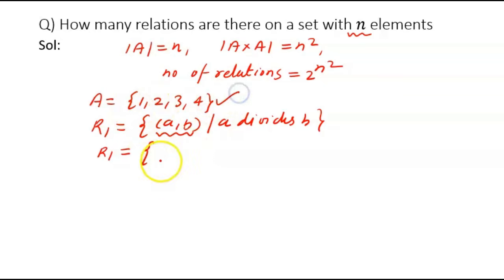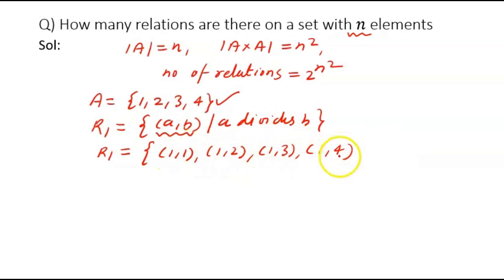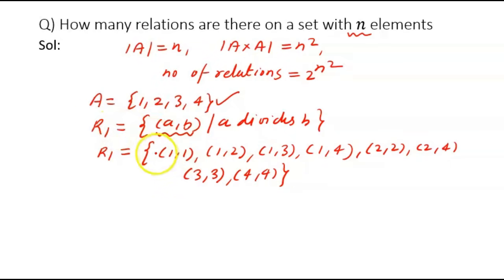On this set, it is very clear that 1 divides 1, so (1,1) will be there. 1 also divides 2, so (1,2) will be there, (1,3) will also be there, and (1,4) will also be there, because 1 divides every number. Now if I take 2, 2 divides 2 and 2 divides 4, so these two elements will be there. 2 does not divide 3, so (2,3) will not be there. If I take 3, then 3 divides just one element of this set, so (3,3) will be there, and finally (4,4) will be there. So relation R1 is the relation which contains these elements.